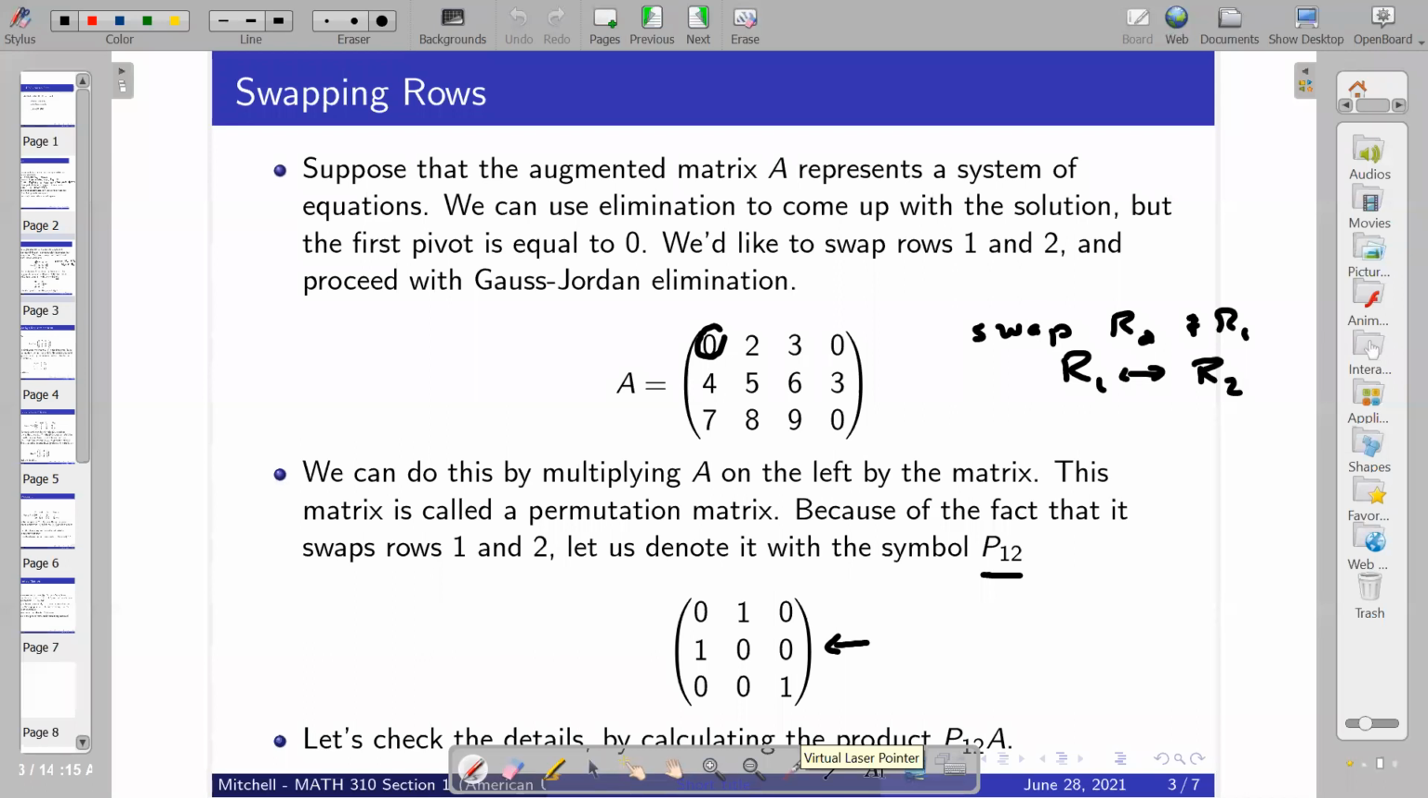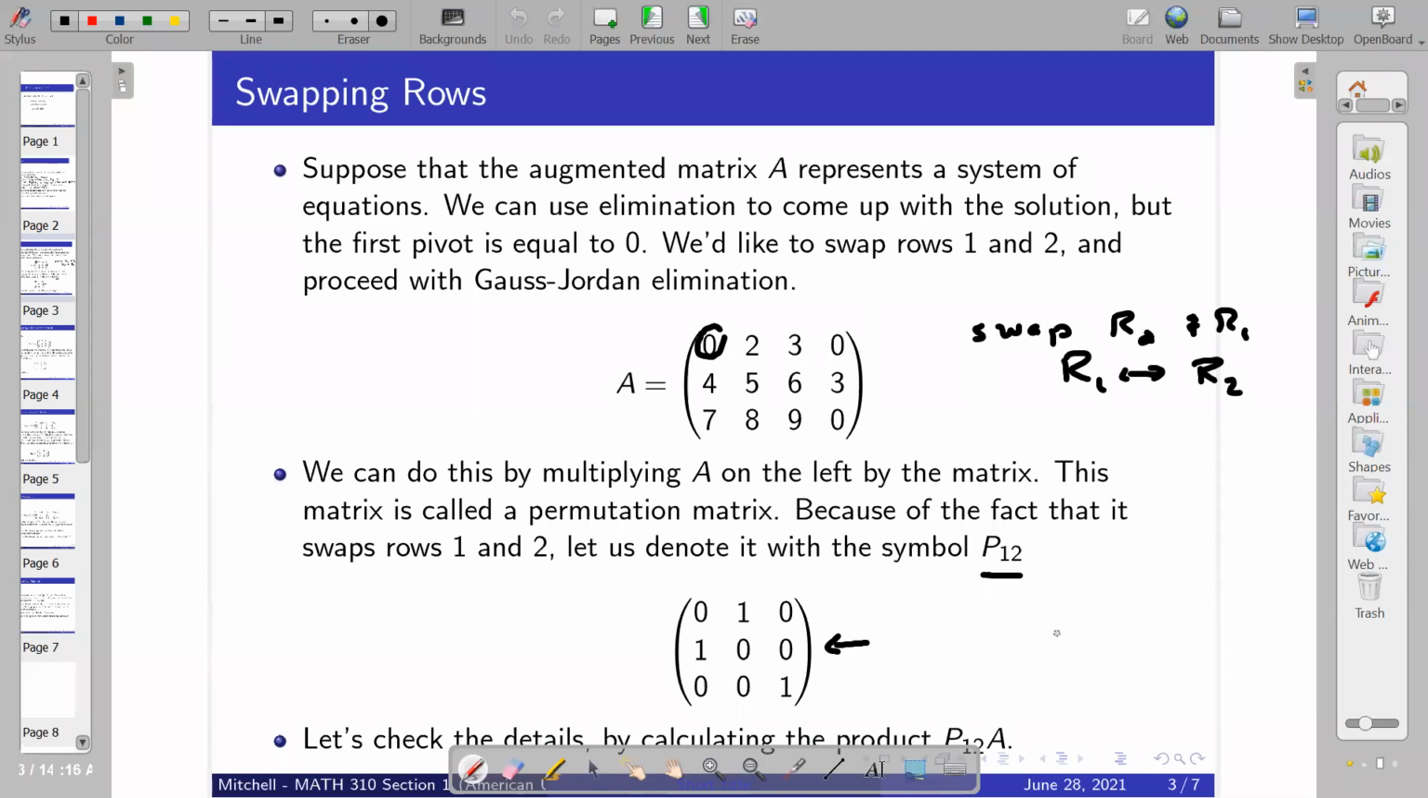So the permutation matrix may be the first example that you see of a matrix that represents a row operation. I use the word represent pretty freely. The idea is that it does the same thing as a row operation. So when you're thinking about swapping rows, you might as well be thinking about multiplying on the left by a permutation matrix.